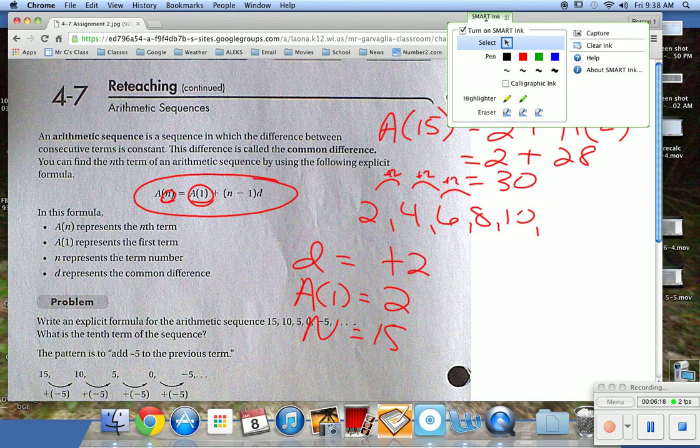No, there's no 42 in there. Right there? That's a plus 2.